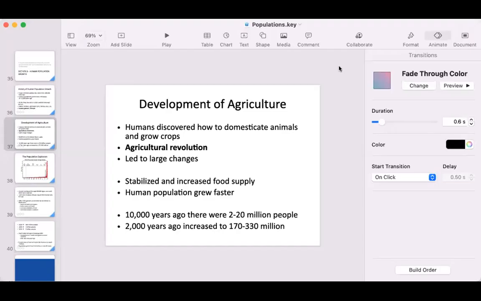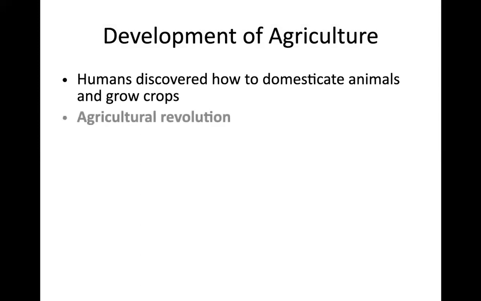So the first thing that happened in our history that contributes to the explosion of the human population is the development of agriculture. We discovered how to domesticate animals and grow crops. If you look back 10 to 12,000 years ago, this is where the agricultural revolution occurred.